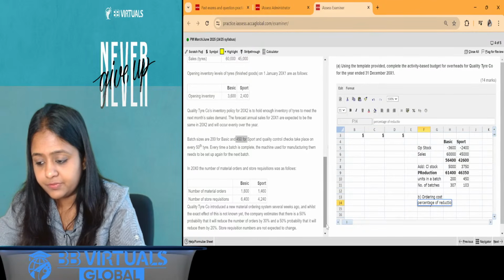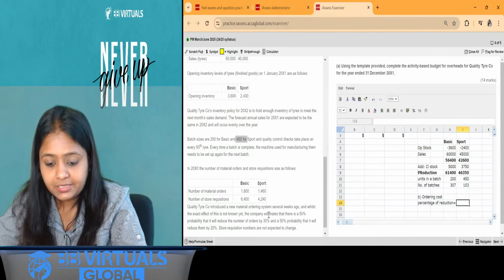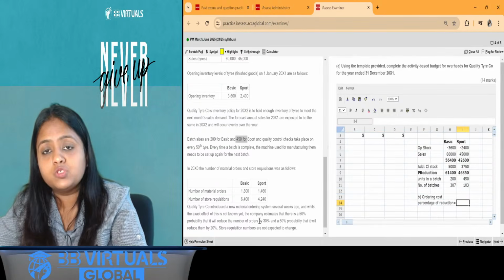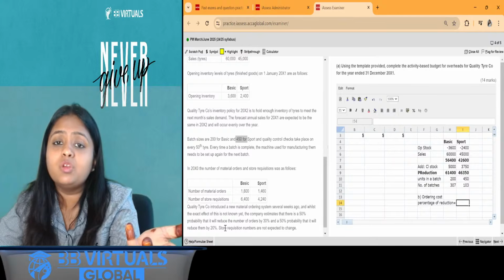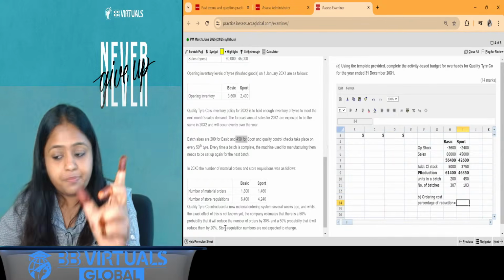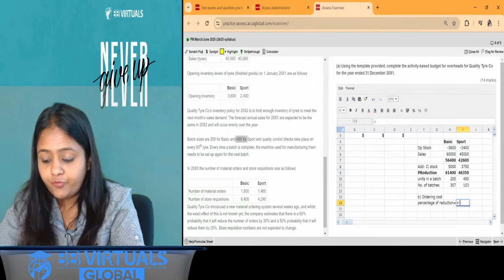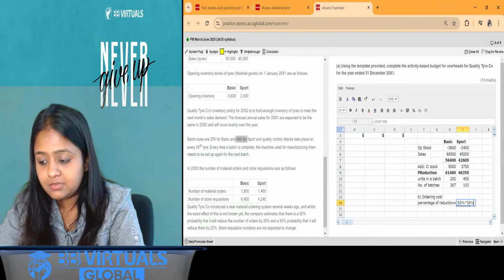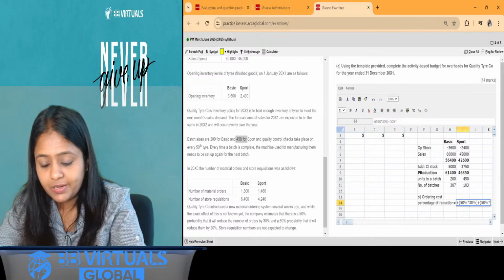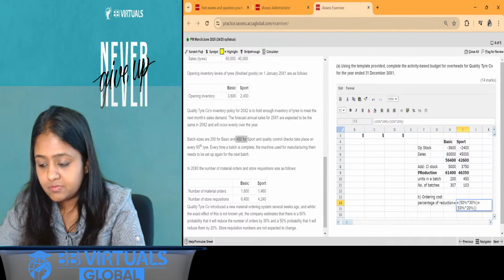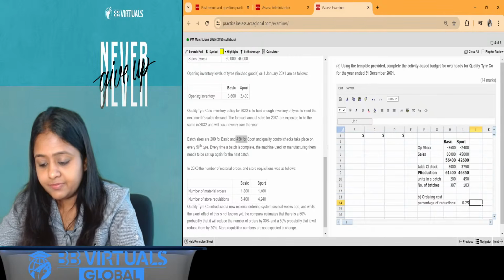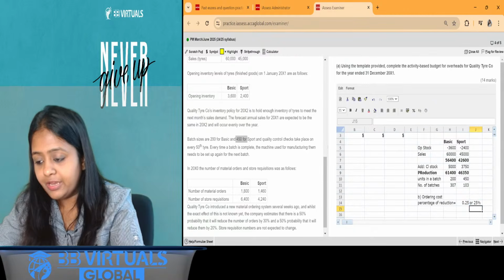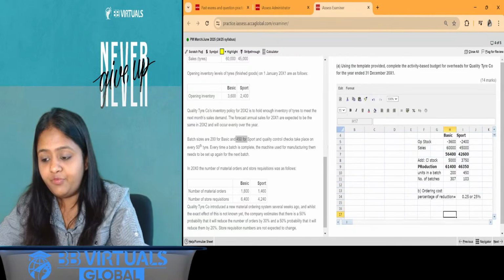Percentage of reduction. See here, we have two percentages. There is a 50% probability it will reduce by 30%, and a 50% probability it will reduce by 20%. Like we do in the expected value method, get one percentage. So what will the percentage be? 50% multiplied by 30% plus 50% multiplied by 20%. So I get 25% here, right? Done. So I will apply a 25% reduction.